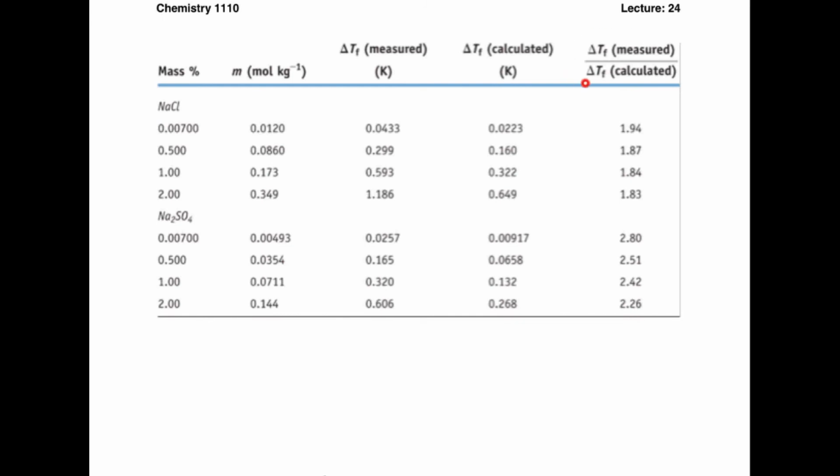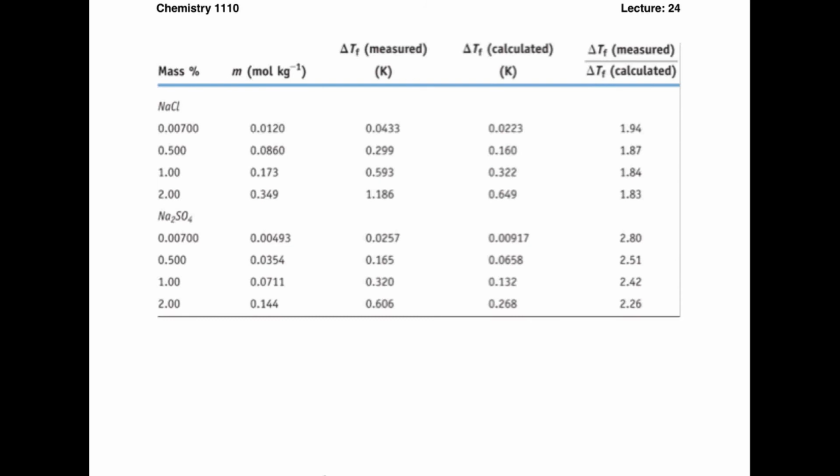And so what if I calculate the ratio of the measured freezing point change over the calculated freezing point change? I expect to find a value of exactly 2. Now I don't. I find a value of 1.9 in this particular case, but in theory I would expect this number to be exactly 2, because NaCl breaks up into 2 particles for every 1 NaCl unit. 1 NaCl unit becomes an Na and a Cl, and so I would expect the measured freezing point to be about twice as much as the calculated freezing point, unless I took that into account.